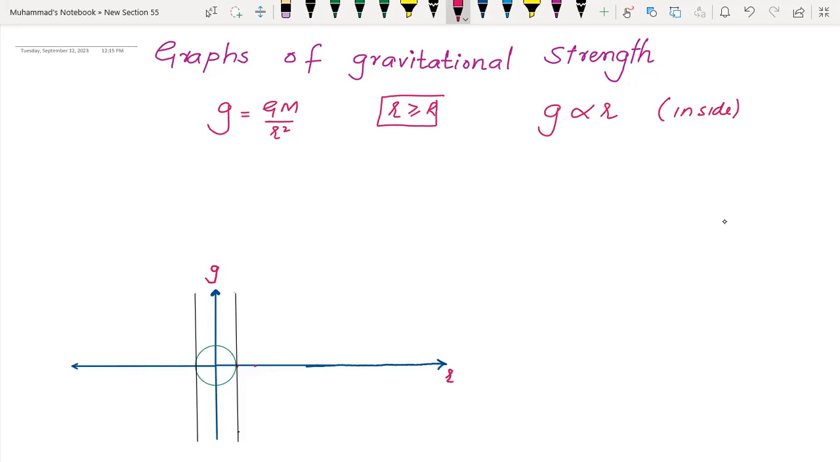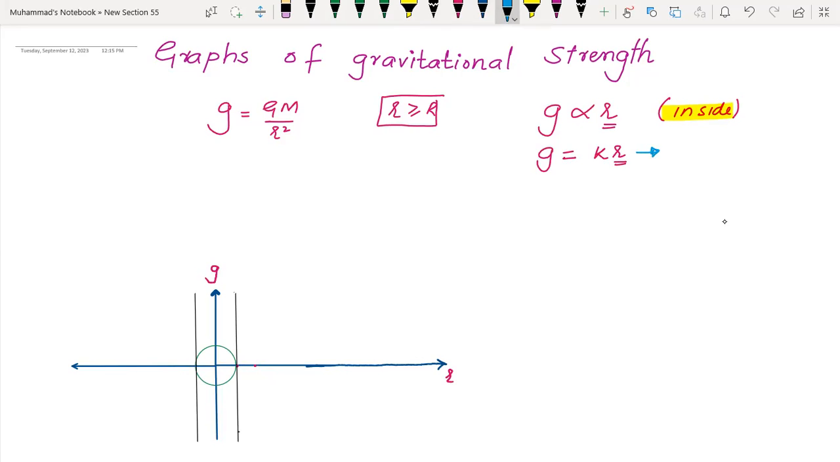From this relationship you can say G is some constant. Right now my focus is not to derive the relationship of gravitational field strength inside the planet, but I can tell you that inside the planet gravitational field strength is some constant times radius, where r is the distance of a point from the center of the mass. This is only valid when you are observing gravitational field strength inside the planet. So when you want to find gravitational field strength at the center of the planet, you will use this relationship.